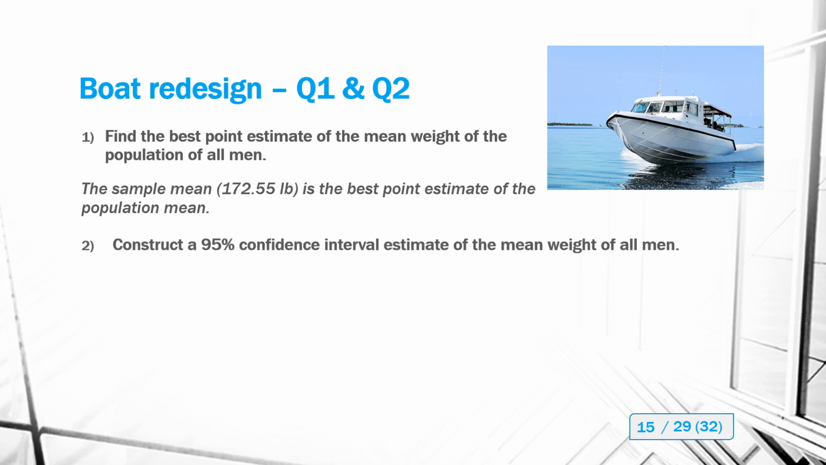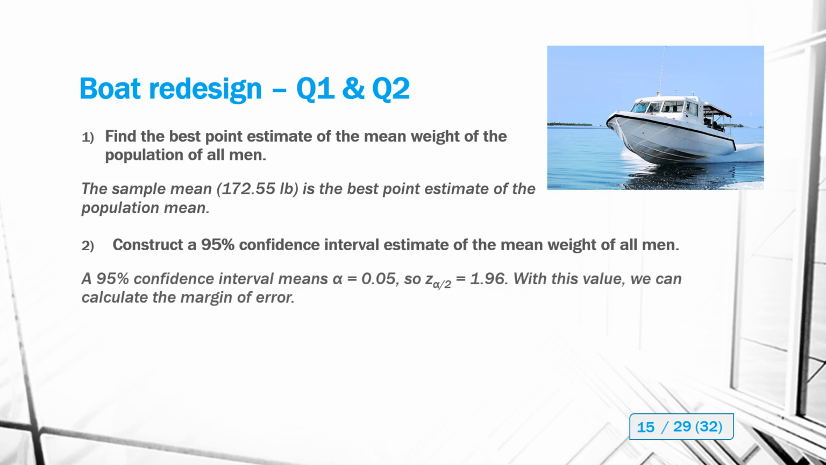The second item we were asked to attend to is to construct a 95% confidence interval estimate of the mean weight of all men. So for a 95% confidence interval, alpha is going to be equal to 0.05. We know from our previous chapter that this corresponds with a critical z value of 1.96. With this value, we can now calculate our margin of error. So here's our equation. We substitute in what we know: there's our critical z-score, the population standard deviation, and sample size. Punch that out on your calculator and you get 8.057.